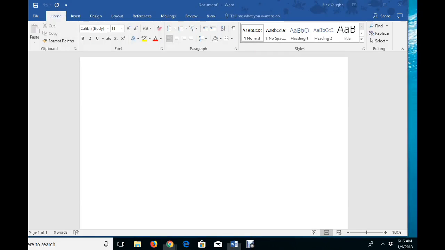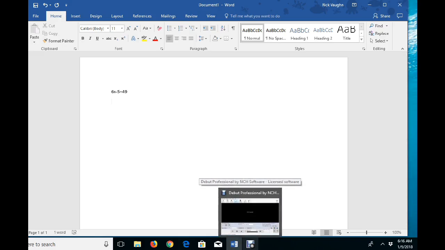Now, if you wanted to do this with an equation over in Microsoft Word or something like that, you could do 6x plus minus 5 equals 49. And now you can add 5 to the other side and just solve this algebraically like you learned to do back in high school or middle school or whatever.